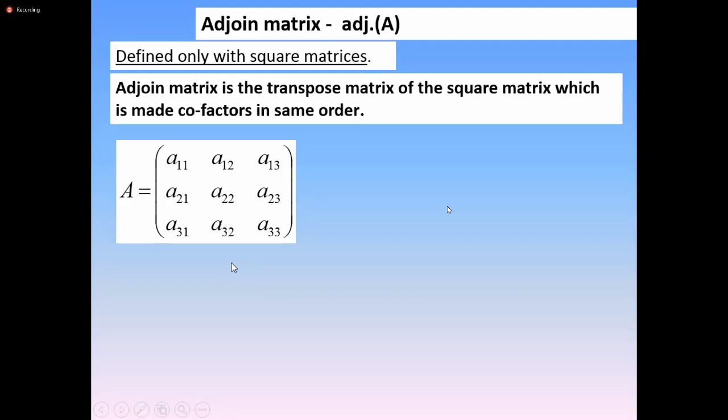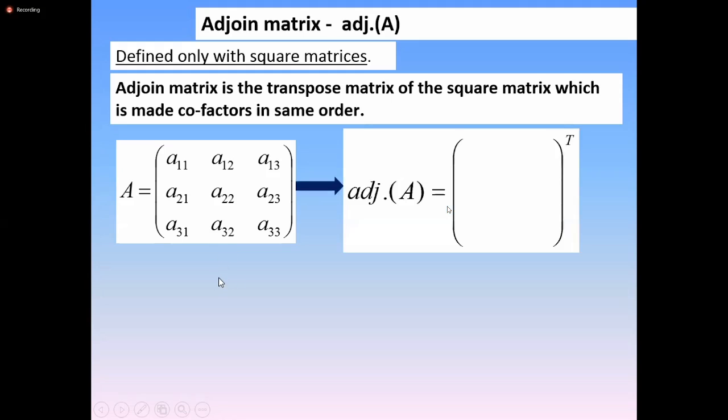Here, let's say in general, matrix A is given by elements from A11 to A33. So if you calculate the cofactors associated with this one, what are the cofactors here? Then let's say they are denoted by C11, C12. So we have to do calculation to find the cofactors of each and every element. After we find those values, let's say they are C11, C12, C13.